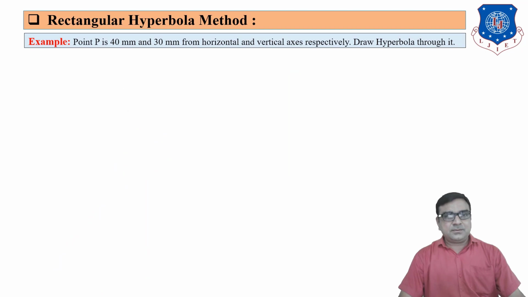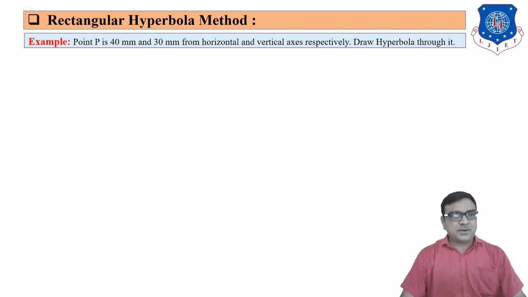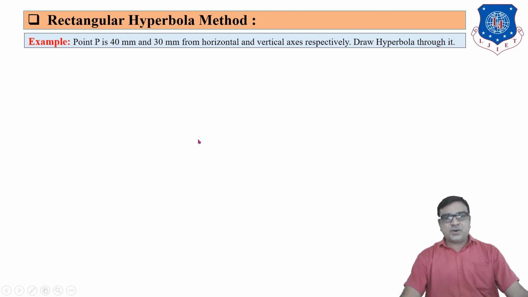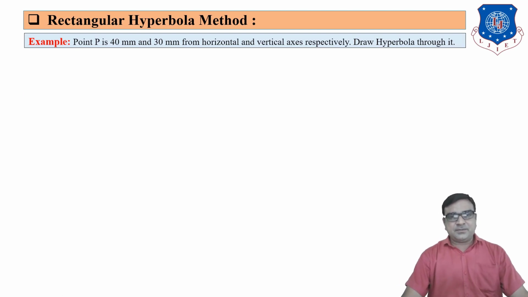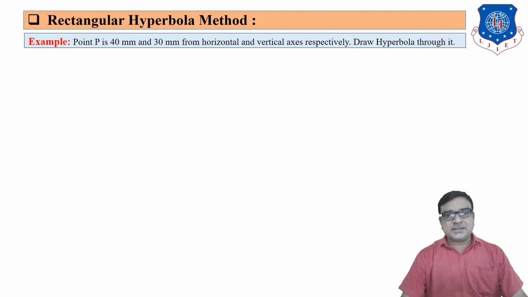Now the method for hyperbola. Our first method, we have to draw the rectangular hyperbola. Example, point P is 40 mm and 30 mm from horizontal and vertical axis respectively. Draw the hyperbola passing from this point.